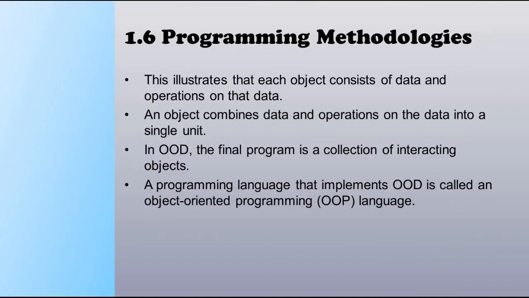This illustrates that each object consists of data and operations on that data. An object combines the data and operations on the data into a single unit. In object-oriented design, the final program is a collection of interacting objects. A programming language that implements object-oriented design is called an object-oriented programming language.